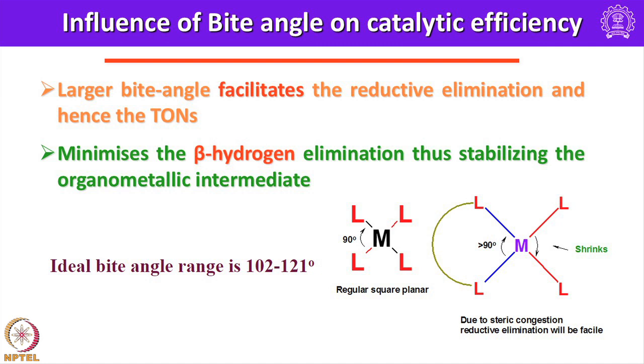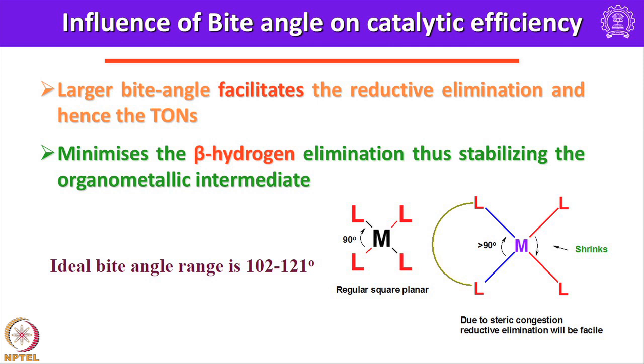In case there are 2 carbon fragments that have to be eliminated through concerted reductive elimination, this readily facilitates. If the angle, instead of 90, is 115 or so, these L and L, if they are carbon fragments, readily come and establish a bond here and form a 3-centered concerted elimination. So this is where the bite angle is also very handy in looking into the catalytic efficiency of a bisphosphine ligand.